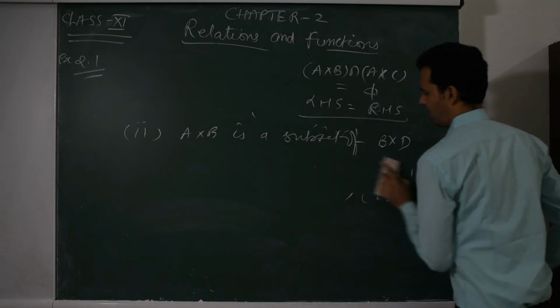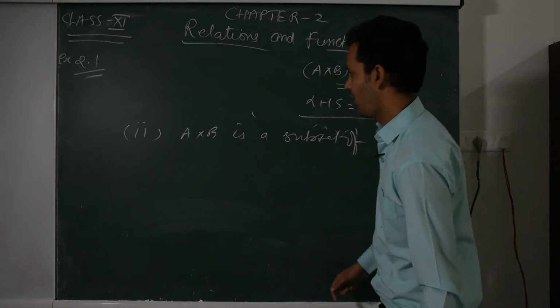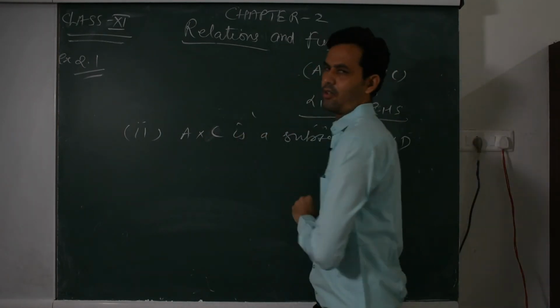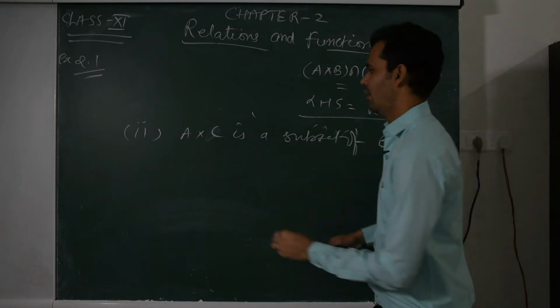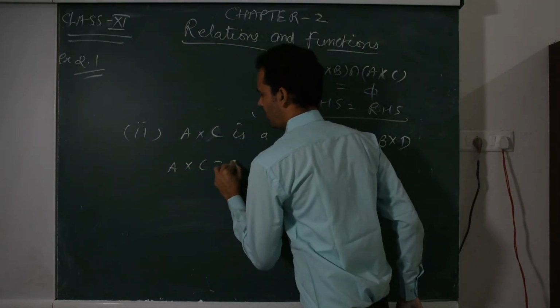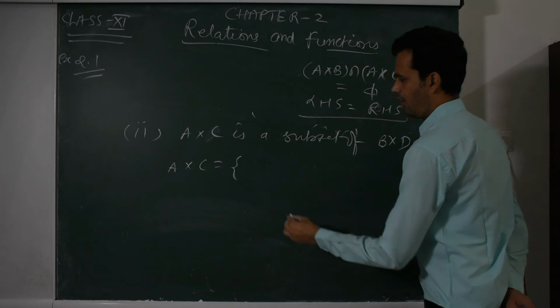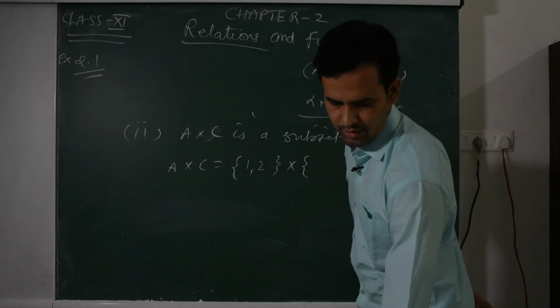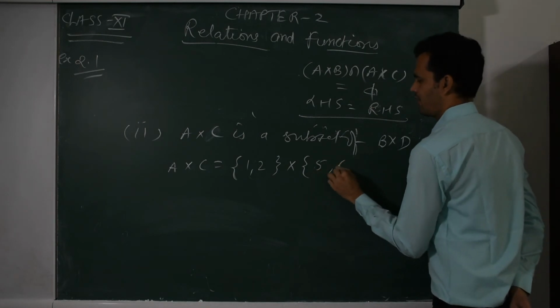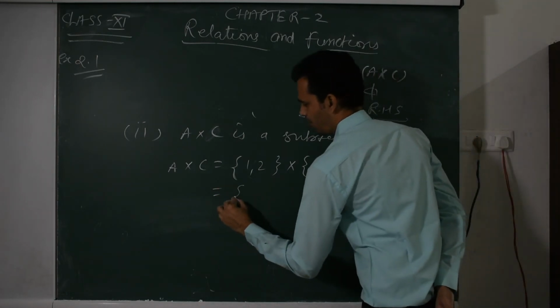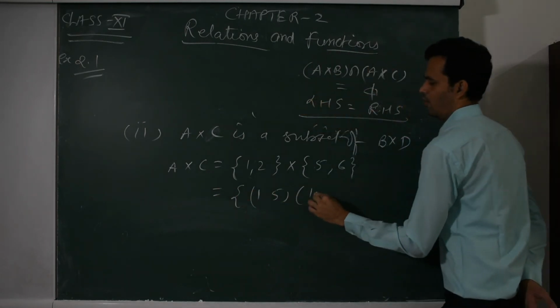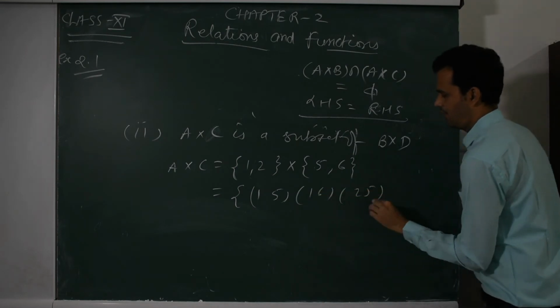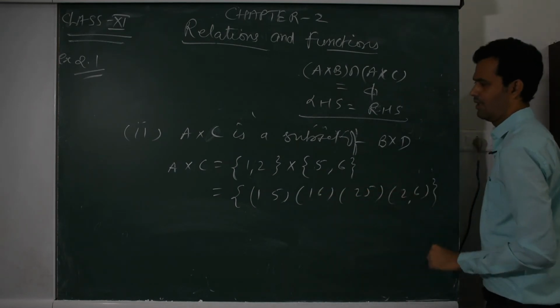Now we have to find A cross C. Elements of A are 1, 2 and elements of set C are 5, 6. So the ordered pairs are (1,5), (1,6), (2,5) and (2,6).